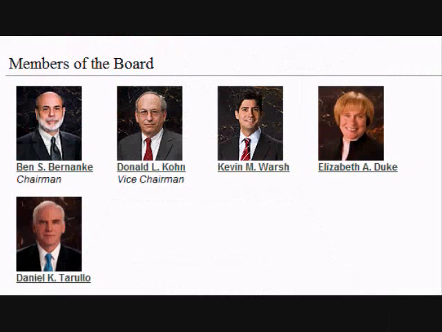The Board of Governors consists of 7 members who are appointed by the President for 14-year terms. They are not eligible for reappointment. The President also appoints one of the 7 members as the Chairman of the Board for a term of 4 years. The Chairman may be reappointed. The Board of Governors is the central policy-making section of the Federal Reserve System. They are responsible for creating and implementing monetary policy.